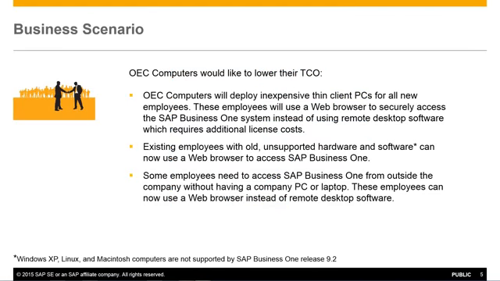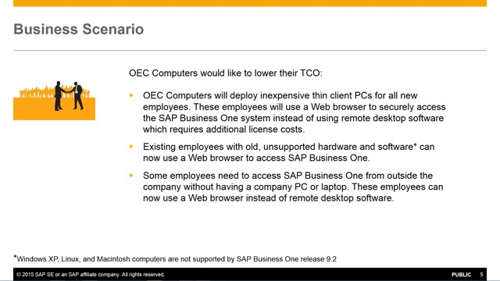OEC computers would like to lower their total cost of ownership, and they're looking at ways to do this. So OEC computers have decided to deploy inexpensive, thin client PCs for all new employees. These employees will use a web browser to securely access the SAP Business One system instead of using remote desktop software, which requires additional license costs.